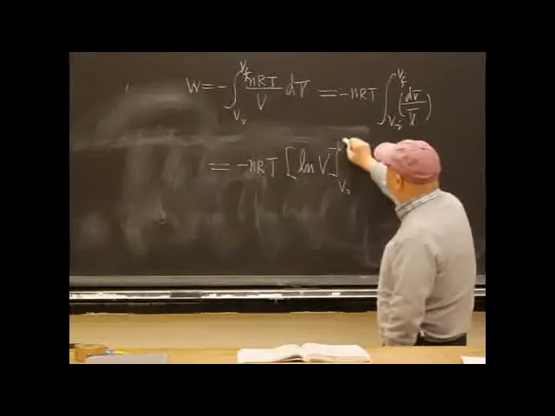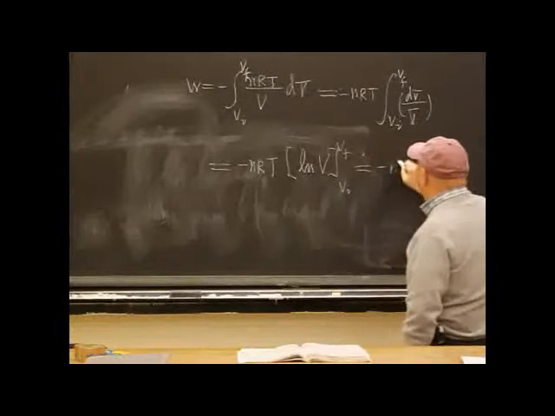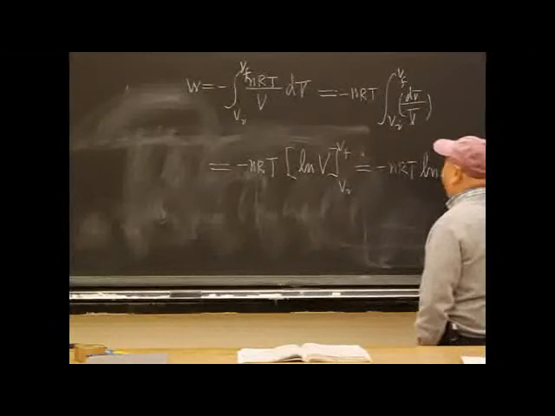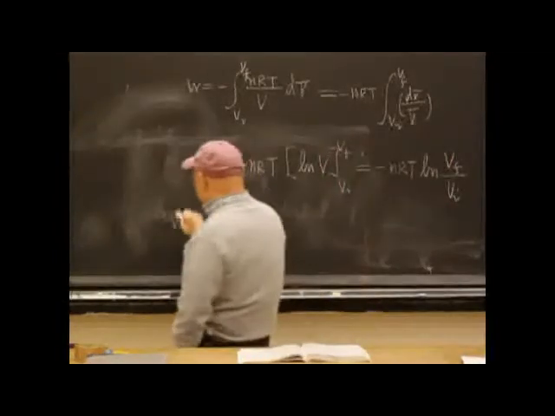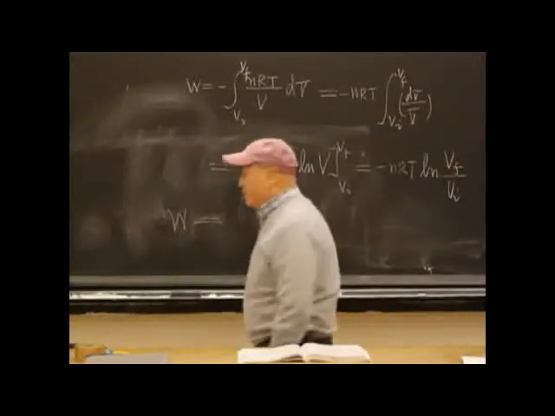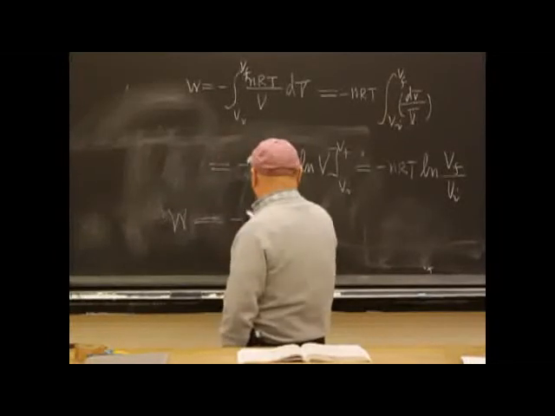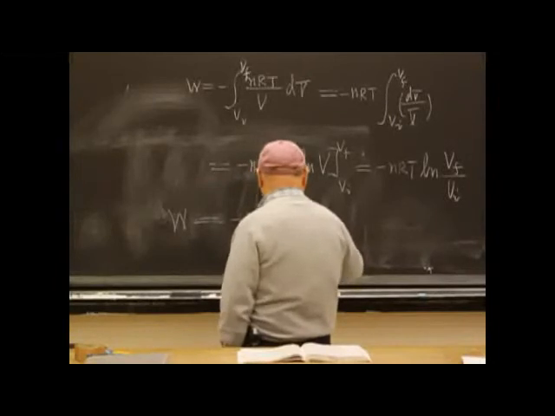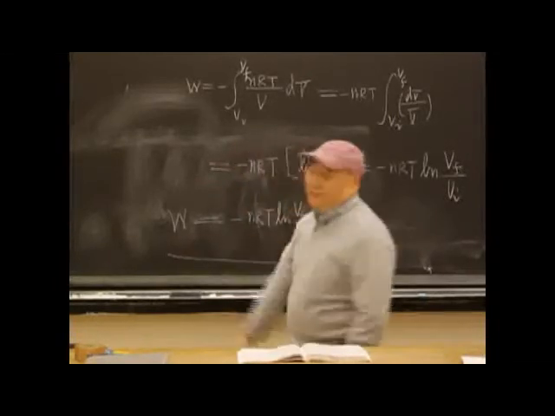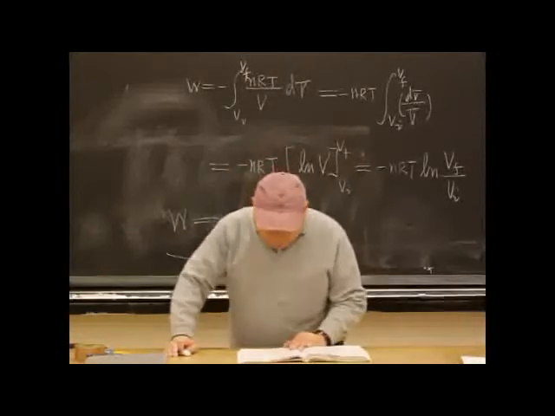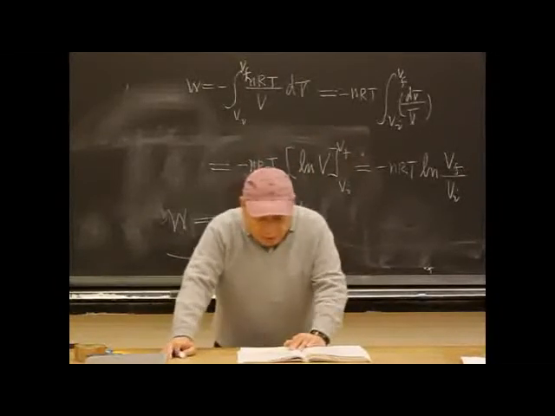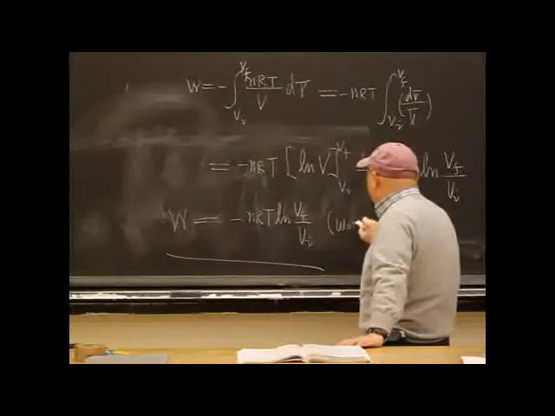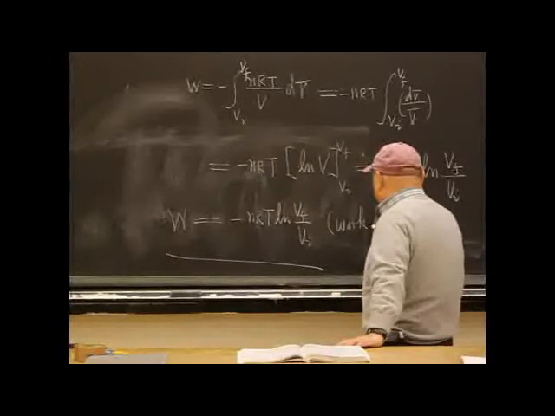So from V sub I to V sub F, that equals minus nRT ln of V sub F divided by V sub I. So the work in an isothermal process is equal to minus nRT times ln V sub F divided by V sub I. See how nice? This is the isothermal process. This is the work done on the gas.